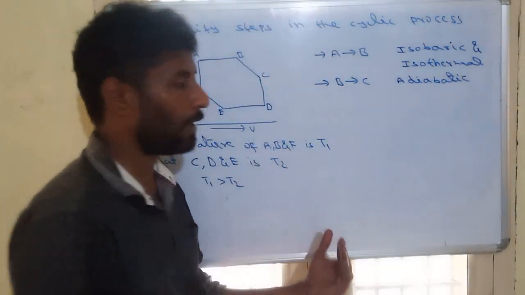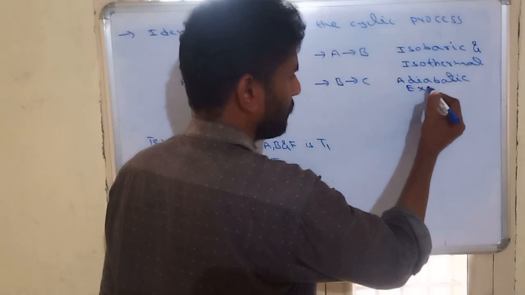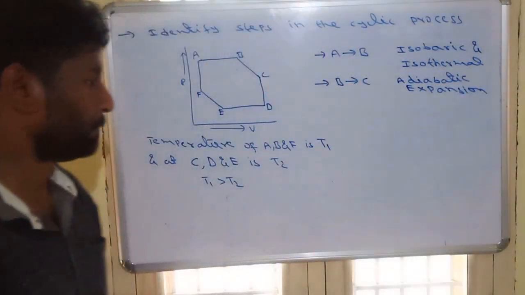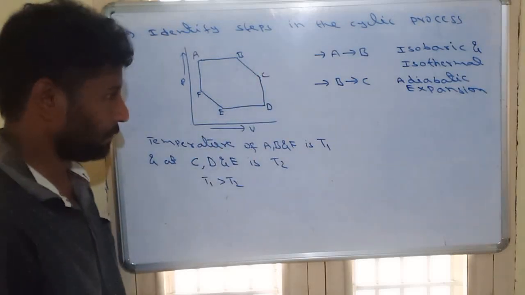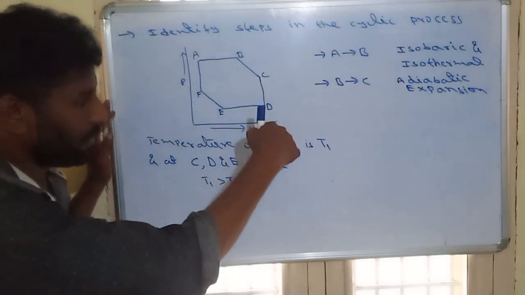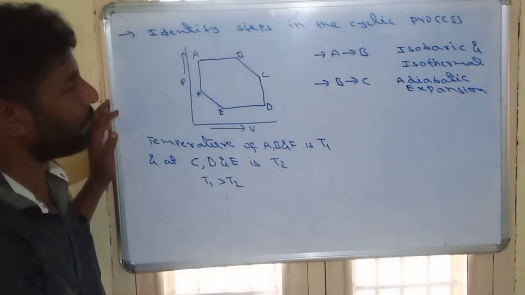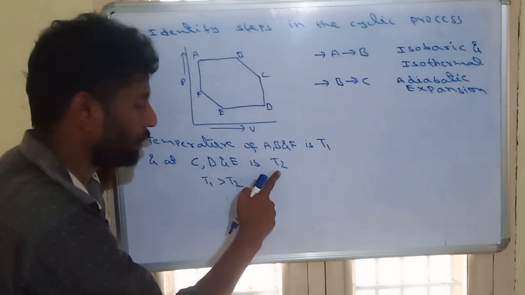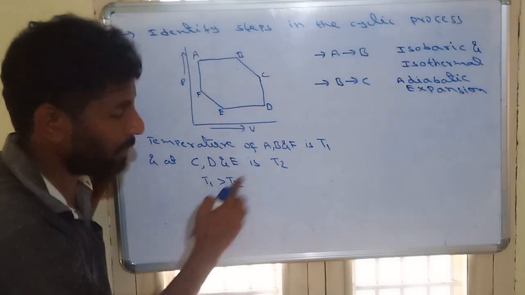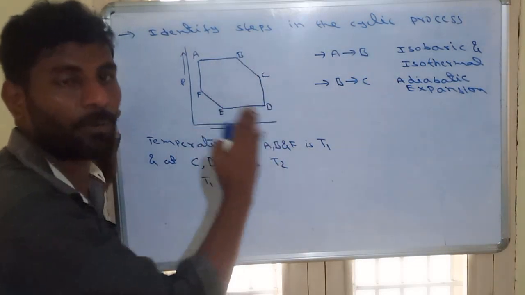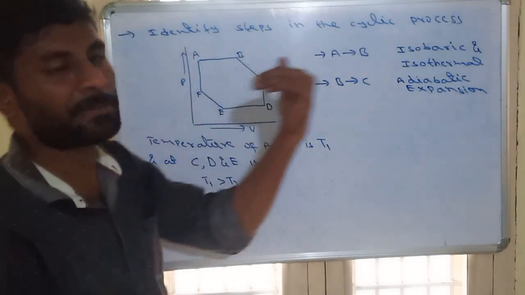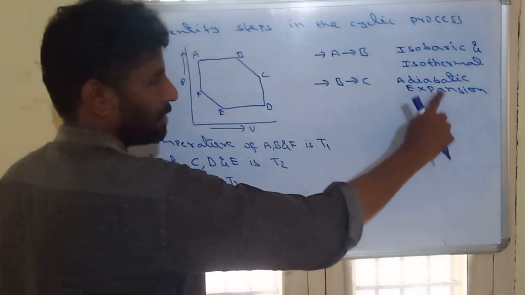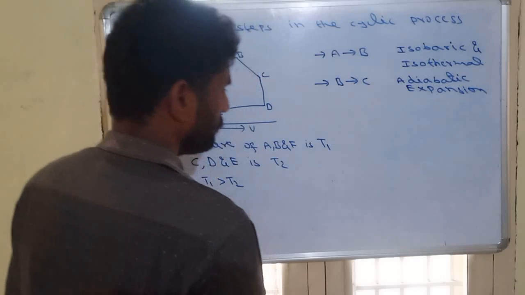Since temperature is falling, it is also called expansion. So this is an adiabatic expansion. B to C: pressure is changing, volume is changing, temperature is also changing from B to C. B temperature is T1, C temperature is T2, and T2 is less than T1. That means temperature from B to C is falling. When gases are expanding, temperature always falls. Hence, it is an adiabatic expansion.